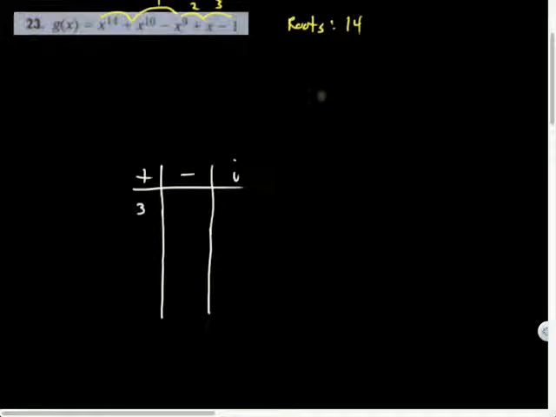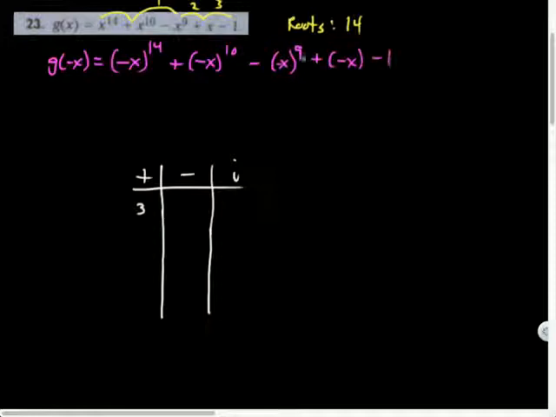Let's calculate what g of negative x is, because that's what I have to do in order to determine the other thing here. And really all that's going to matter is whether these are even or odd exponents. Negative x to the 9th, and plus a negative x minus 1. So this is going to equal positive x to the 14th plus positive x to the 10th. Negative x to the 9th, multiplied by a negative, becomes positive x to the 9th. Plus a negative x becomes minus x, and then minus 1.